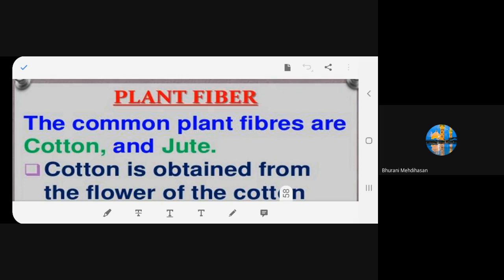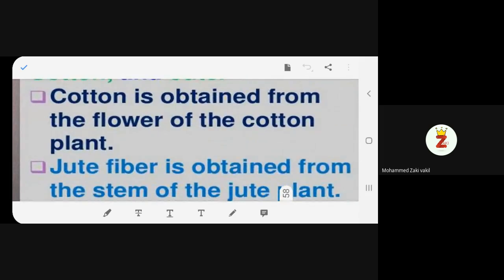Plant fiber. The common plant fibers are cotton and jute. Cotton is obtained from the fiber of the cotton plant. Jute is obtained from the stem of the jute plant.